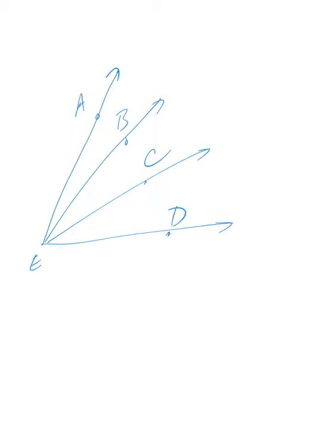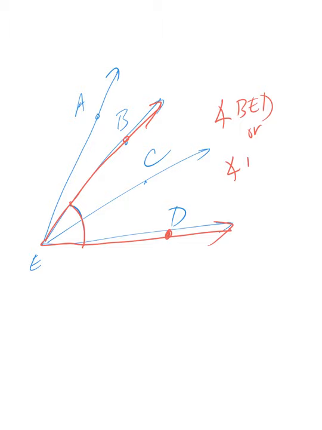So I have this, and usually you label angles with an arc. So if I use a different color, this red one right here, how would I name that angle? There are 2 possible ways. You can call it angle BED or angle DEB.